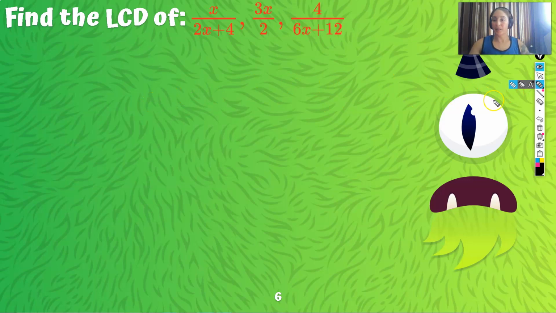So again, I don't care about my numerators. I really don't. When I'm finding LCD, I don't care about numerators. I only care about denominators. So step 1, factor everything. So 2x plus 4, and 2, and I have to factor 6x plus 12.